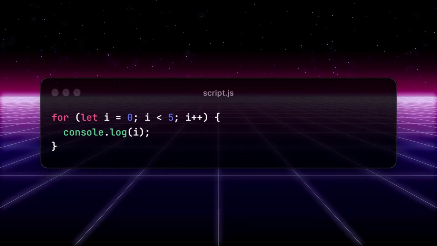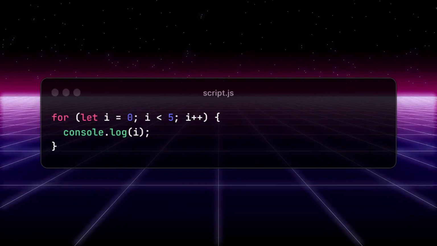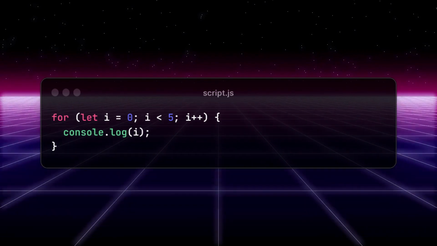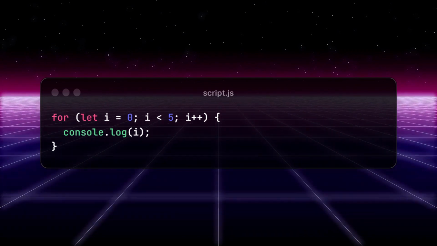Next, let's talk about for loops. A for loop allows you to execute a block of code a certain number of times. Here's an example of a for loop.